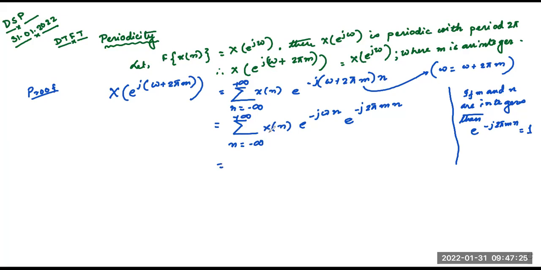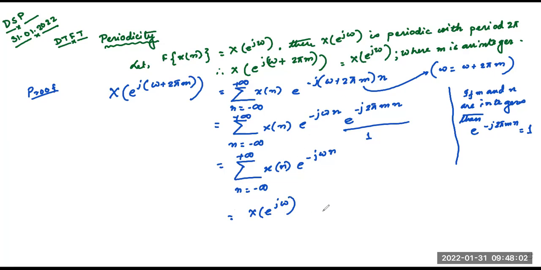So I can write summation of n equals minus infinity to plus infinity x of n e to the power minus j omega n, and the other factor equals 1, so I can put 1 in it. That is equal to X of e to the power j omega. So this is the proof. We had to prove this equals X of e to the power j omega. So that is proved.